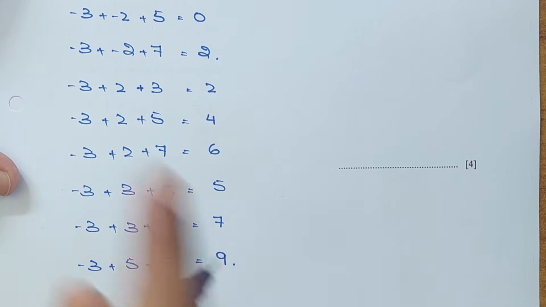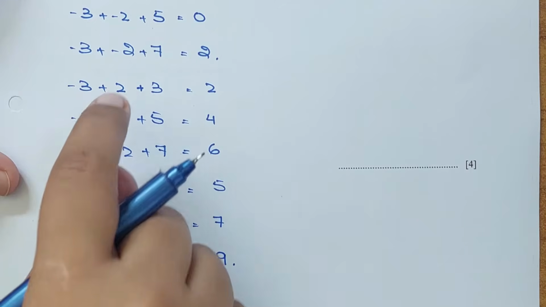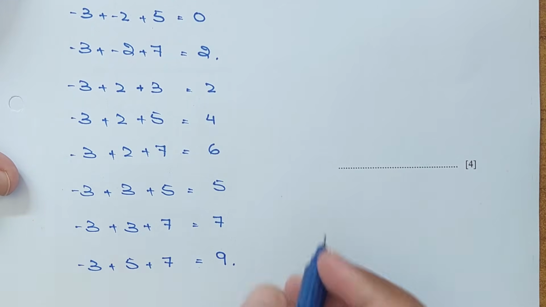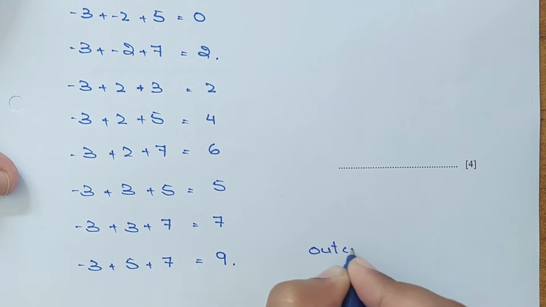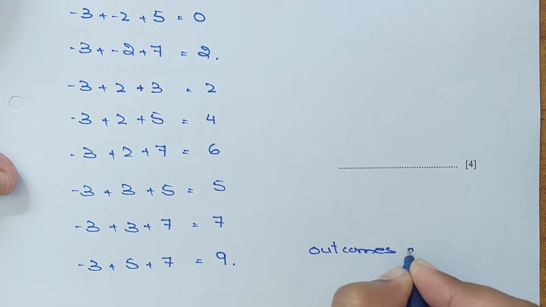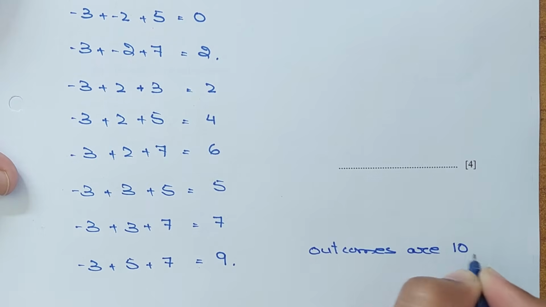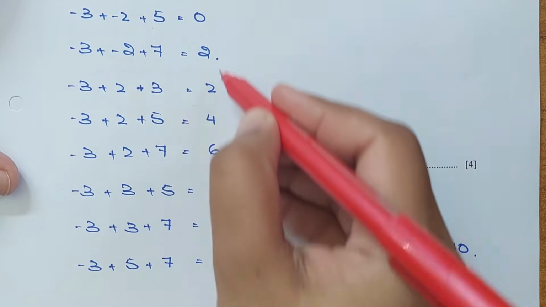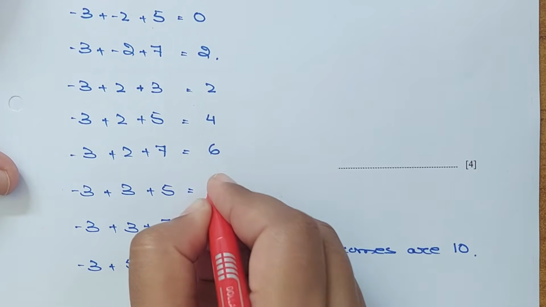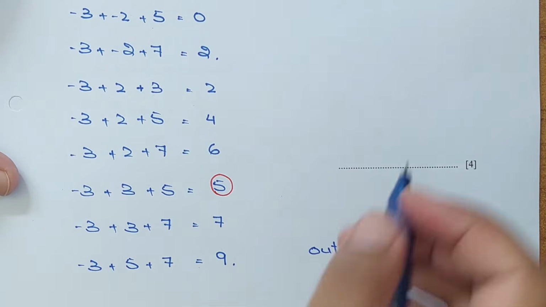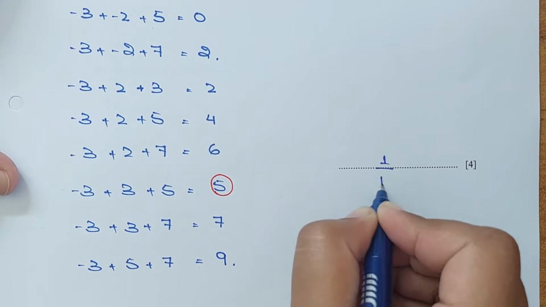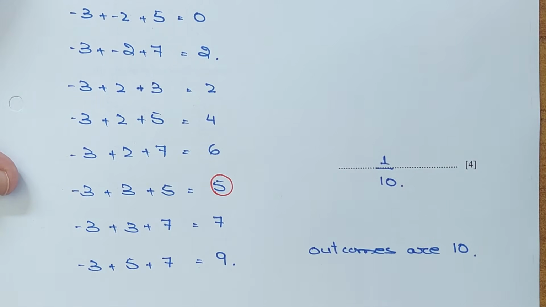Yes, these are the possible outcomes: 1, 2, 3, 4, 5, 6, 7, 8, 9, 10. Outcomes are 10. So there are 10 possible outcomes, right? Now find the probability that her total is 5. How many are 5? Just one total is 5. So the probability is 1 out of 10, right?